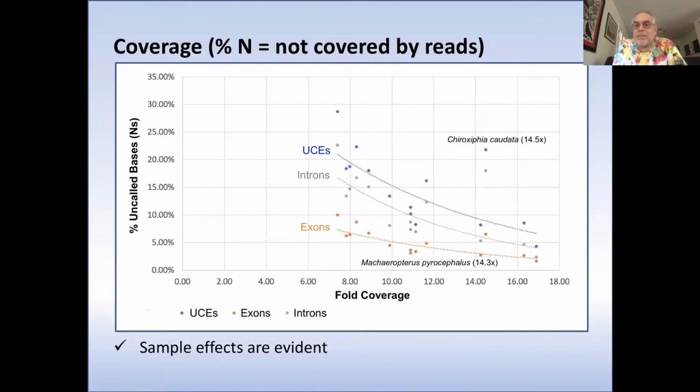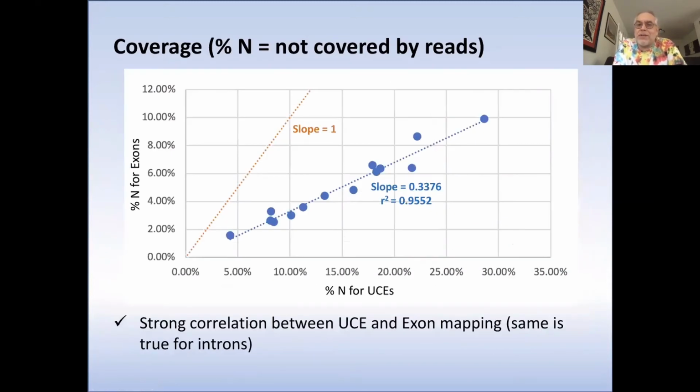There are sample effects. What you can see here are two taxa that have about 14x coverage, very different recovery. Unfortunately, our friend Kirchsiffia caudata up here was one of our poor recovery samples. Indeed, if we just plot percent ends in one data set versus another, we see a straight line.